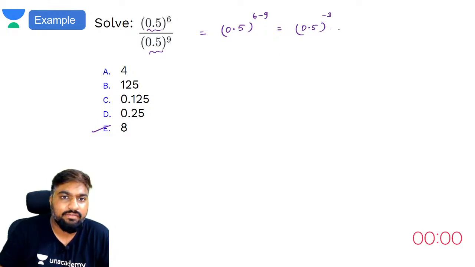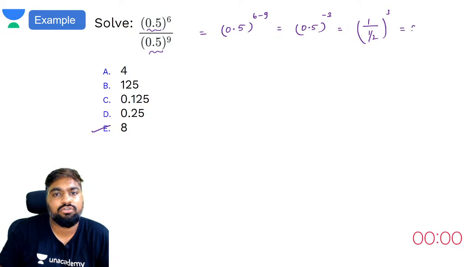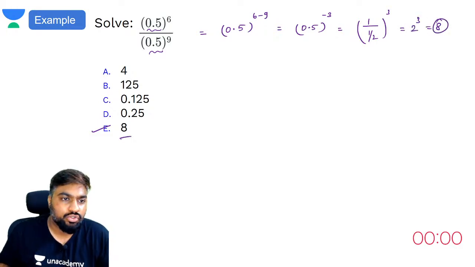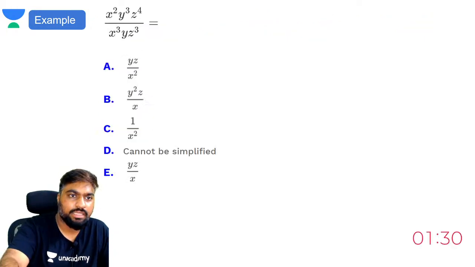When you have negative in the power, what do you do? Take reciprocal. So 1 by 0.5 whole cube. What is 0.5? 0.5 is nothing but 1 by 2. So 1 by 1 by 2 is nothing but 2 cube, which is 8. Yeah, superb guys, great work. Chalo, let's try the next one.